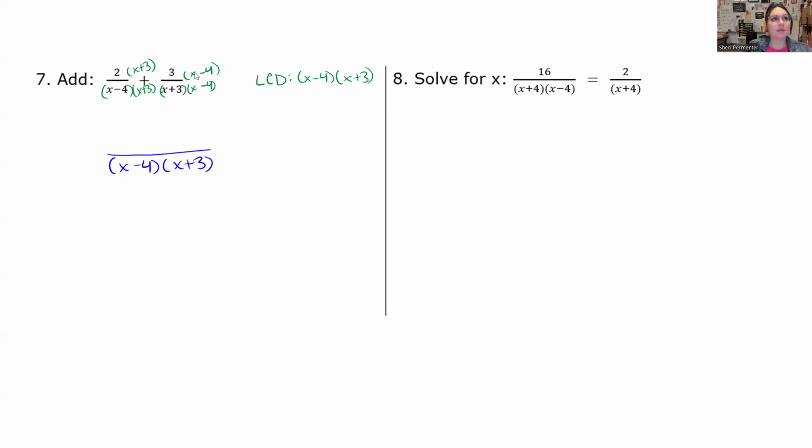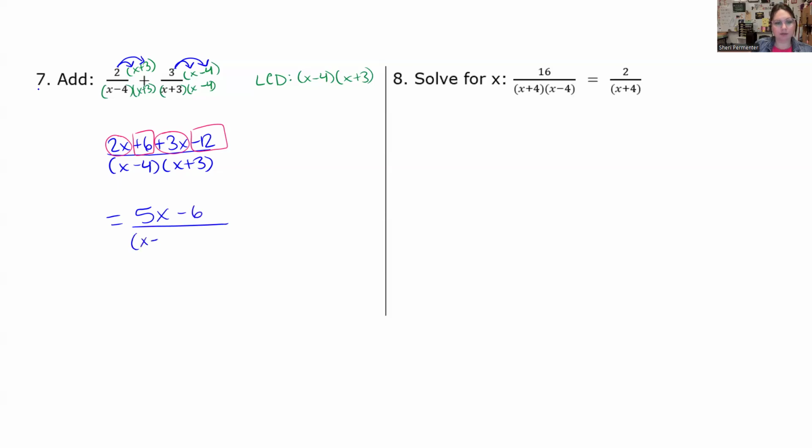My numerators, as I rewrite them, I'm going to distribute in. So 2 times x and 2 times 3. So I get 2x plus 6. And then I have plus 3 times x and 3 times negative 4. So I get 3x minus 12. From here, I can combine like terms in my numerator. It looks like that I have 2 x terms. So I can put these 2 x terms together. And then I can put these 2 constants together. So if I put them together, 2 and 3 make 5x. And then 6 minus 12 would give me negative 6.